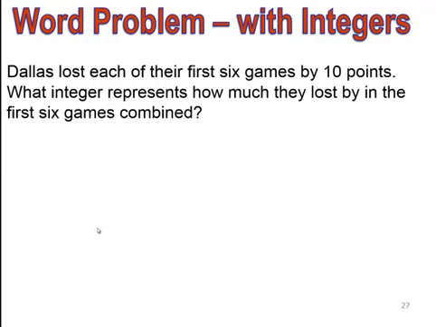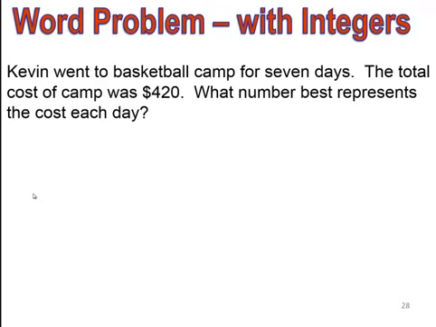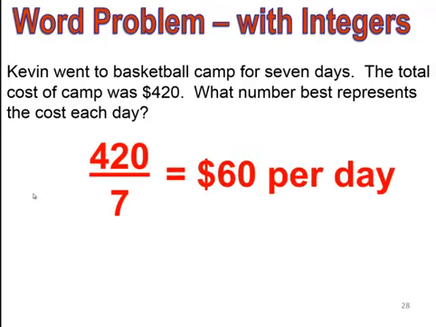Pause and try. So in this case, the Dallas team lost each game, 6 games by 10 points. So to find that, you're taking 6 and multiplying it by a negative 10, and you end up with a negative 60 points. Pause and try. So this is a division problem when you want to find what it cost per day. So you're going to do division, and it's a positive divided by a positive, so you end up with a positive, and it was $60 per day.